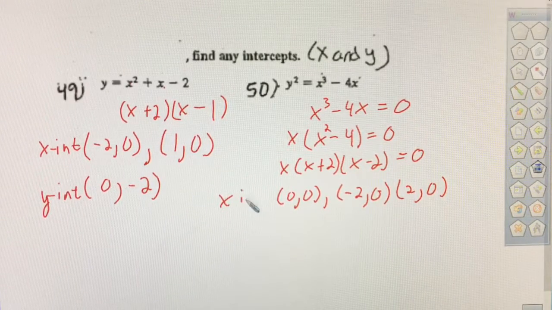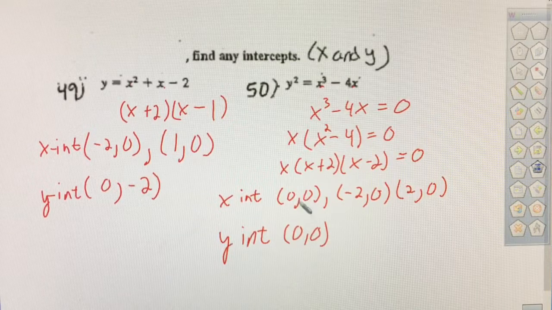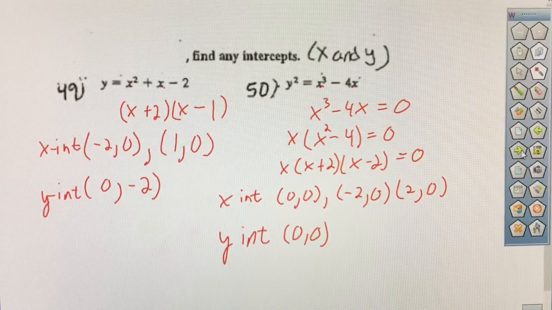Those are my x-intercepts. Y-intercept, that's where x equals 0. So when x equals 0, I plug a 0 into there and there. The y-intercept is going to be at 0, 0. Notice it's the same as the one above it. 0, 0 is x and y-intercept simultaneously.